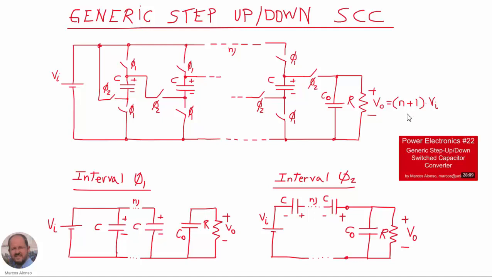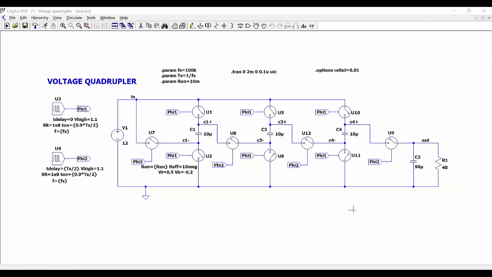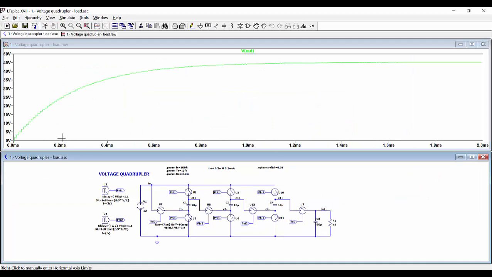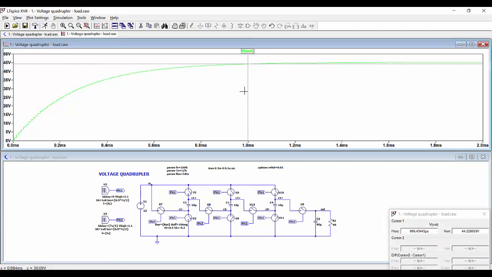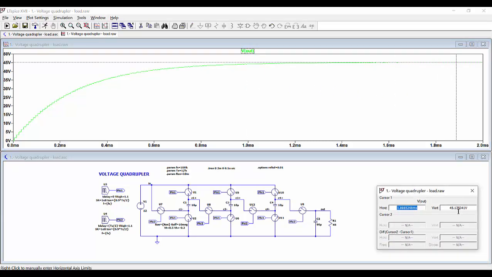We can see this very quickly in a simulation. Here we have the circuit that we tested previously in the previous video. Here we have input voltage equal to 12 volts, and we want to generate around 48 volts at the output. So we can run the simulation and look at the output voltage, and we can see how it is going to increase, reaching the final value, which is something like 45.1 volts, because we know that we have an output series resistance in these converters.